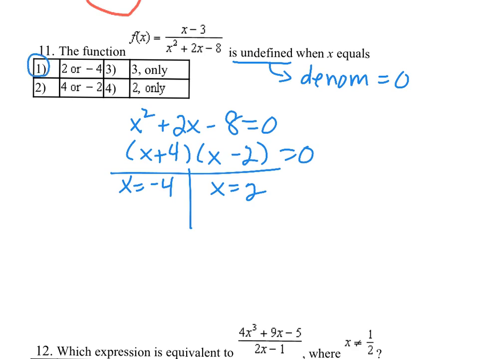Now, if you remember that undefined means the denominator equals 0, what you could do then is just take your choices and plug them into the denominator and see which ones give you 0. That's the other way to do it.